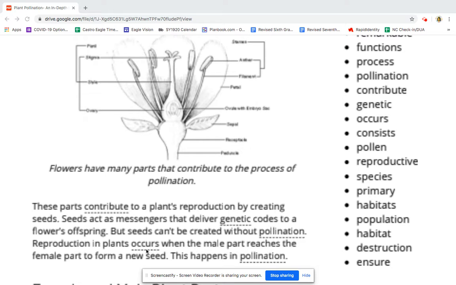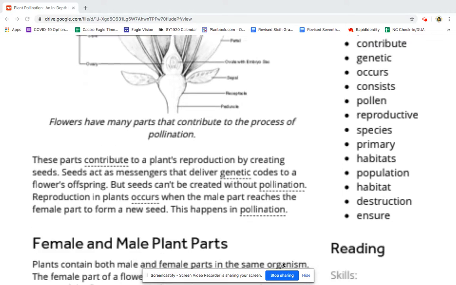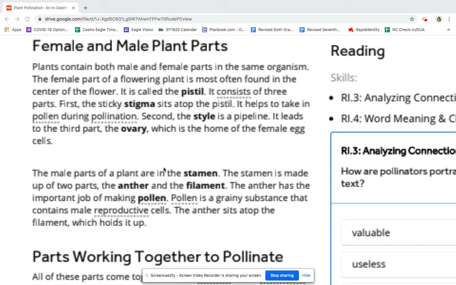Reproduction in plants occurs when the male part reaches the female part to form a new seed. This happens in pollination. Female and male plant parts. Plants contain both male and female parts in the same organism. The female part of a flowering plant is most often found in the center of the flower.